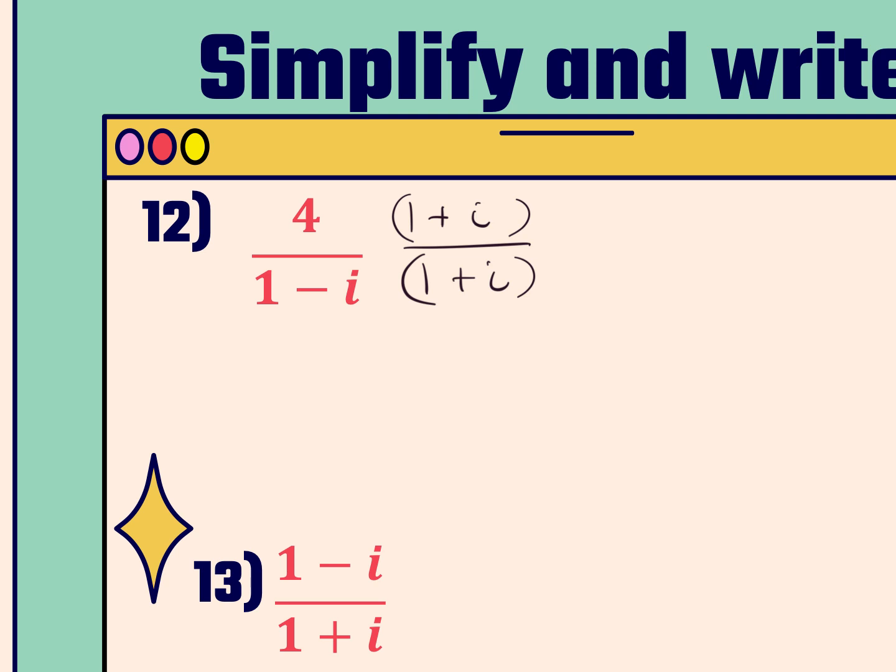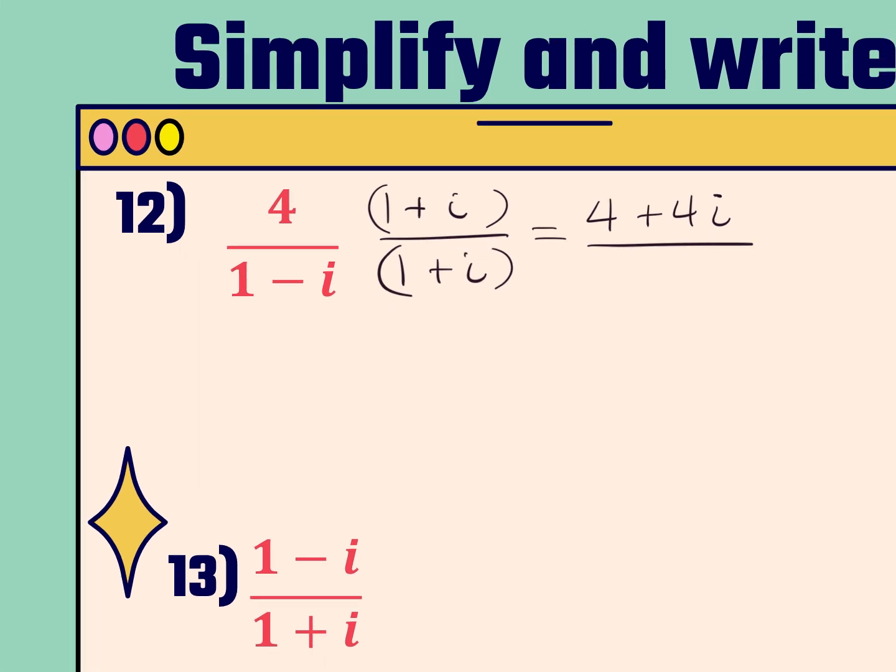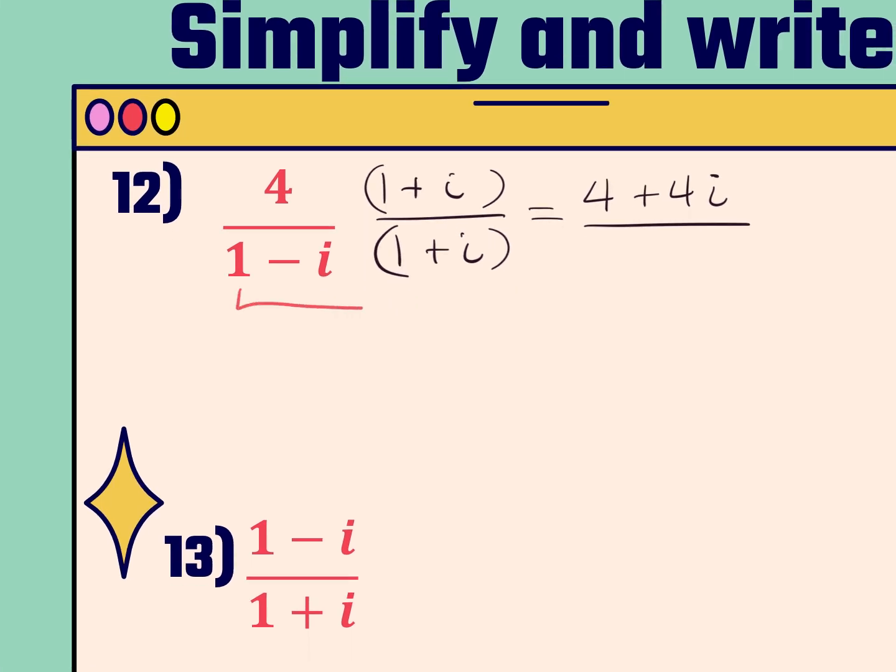I need to distribute to the numerator. So 4 times 1 is 4. 4 times I is 4i. Now for the denominator, I could go ahead and do the whole FOIL process. I'll go ahead and show it to you. But again, remember, whenever you're rationalizing, the shortcut is just to do first and last. But let me do the whole FOIL. So first would give me 1. Outside would give me positive I. Inside gives me negative I. And then finally last, minus I squared.